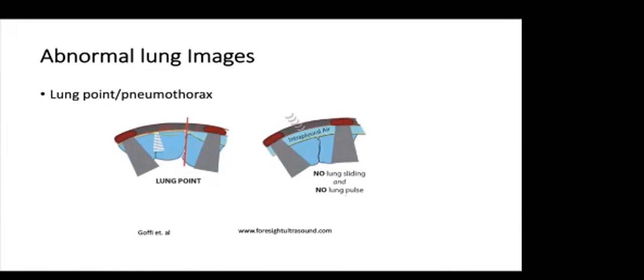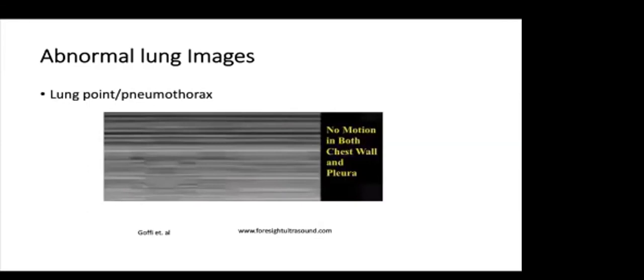However, we need to be aware that for finding the lung point, several windows need to be scanned. This last image shows the pattern that pneumothorax creates on M mode, the barcode sign. It all resembles C waves.